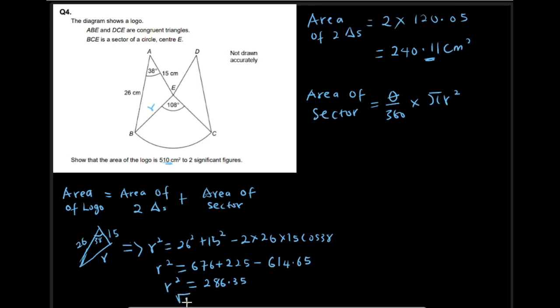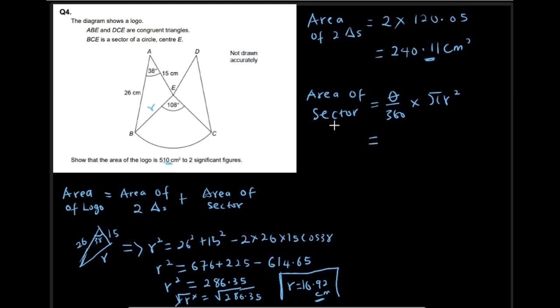To get r, we take the square root of both sides. The square root cancels the square, and our final answer for the radius r is the square root of 286.35, and that will give us 16.92 cm as the radius. So we can use this now in our formula to get the area of the sector.